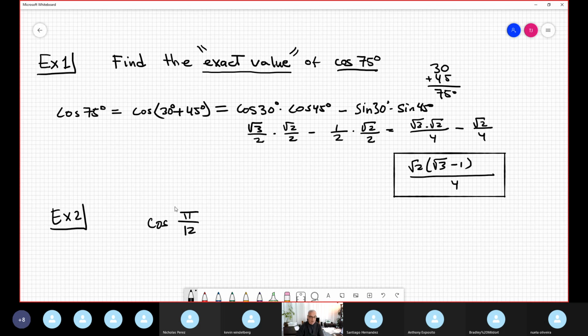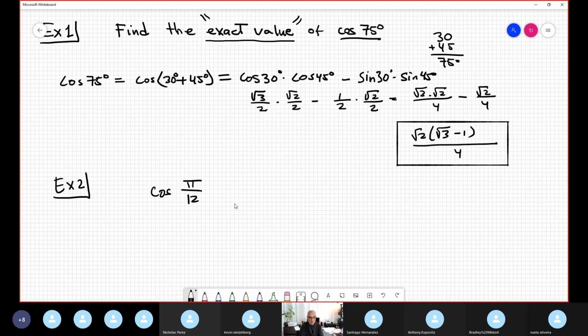Well, I have an idea. Pi over 12: I know pi over 6 is 30 degrees, no? So pi over 12 is half of that, 15. So this is 15 degrees. Actually, this is equivalent to saying cosine 15 degrees. 15, maybe you can do 45 and 30, 45 but subtract, minus 30. It's 15.